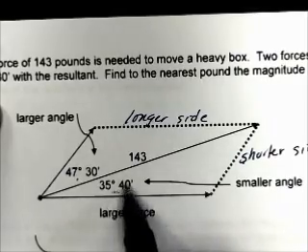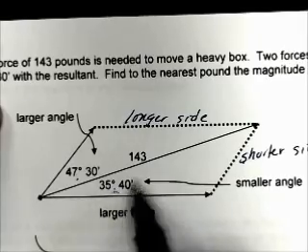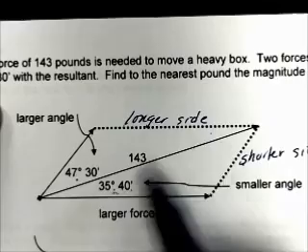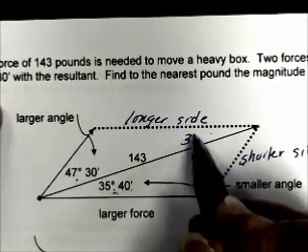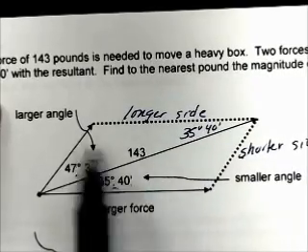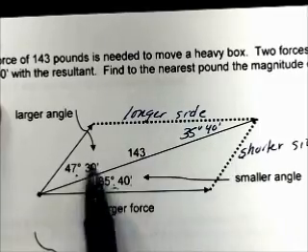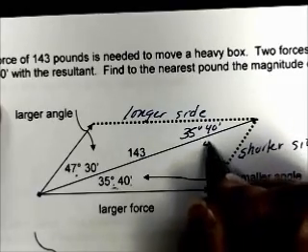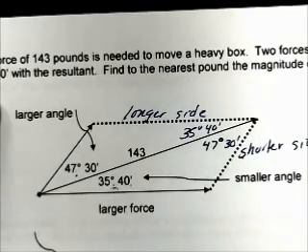So these are parallel. So if this is 35 degrees 40 minutes, then treating this as a transversal, these two angles are the same. So we can put 35 degrees 40 minutes up here, or these two angles are alternate interior. So over on this side, this is 47 degrees 30 minutes.